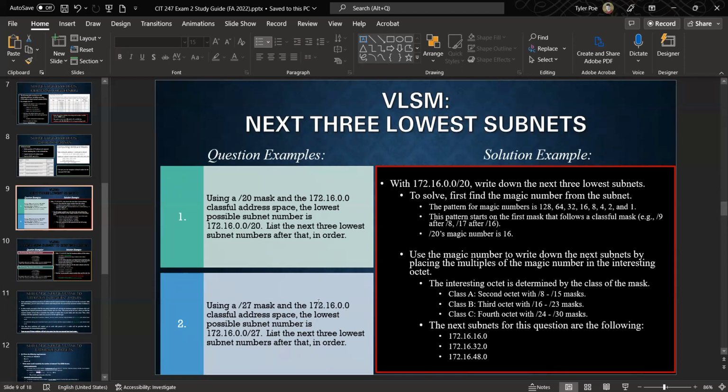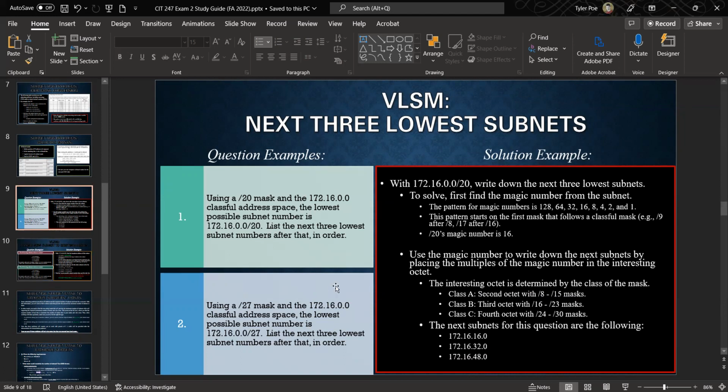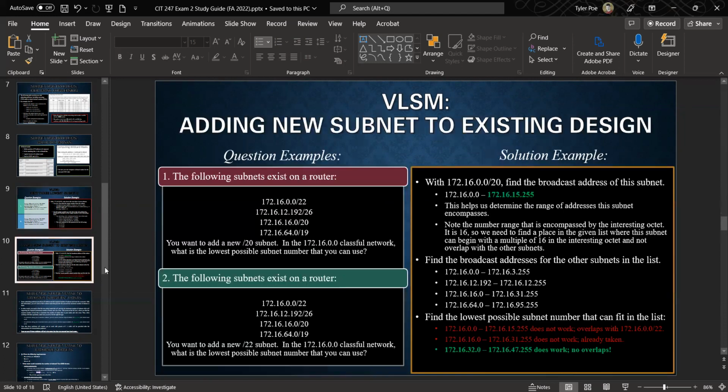So it's 172.16.0.0, and let me check there. Is it 32? I'm sorry, 32. Okay. 172.16.0.32. And then you add 32 again. Your next one's going to be 172.16.0.64. And then 172.16.0.96. Okay, 32, 64, 96. So when you memorize that pattern, that becomes easy.